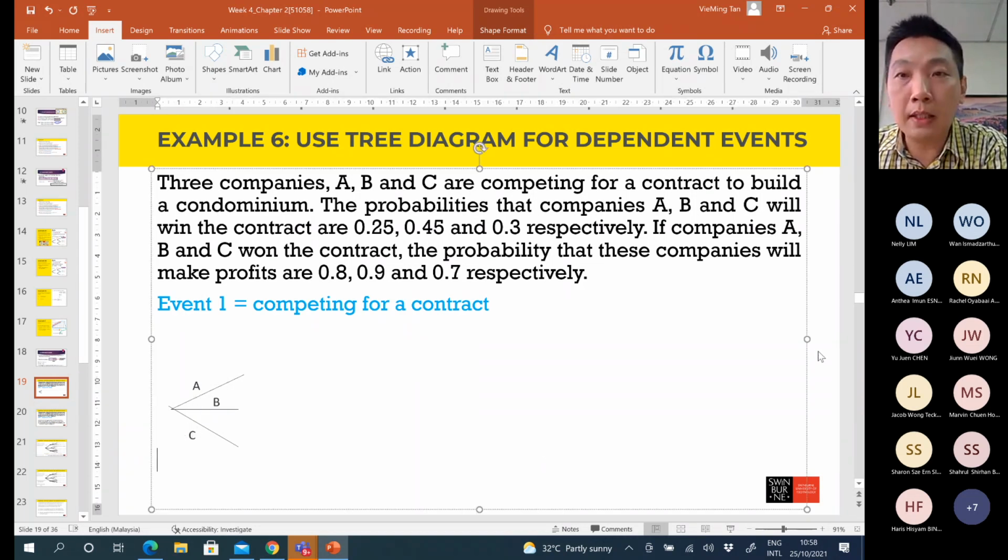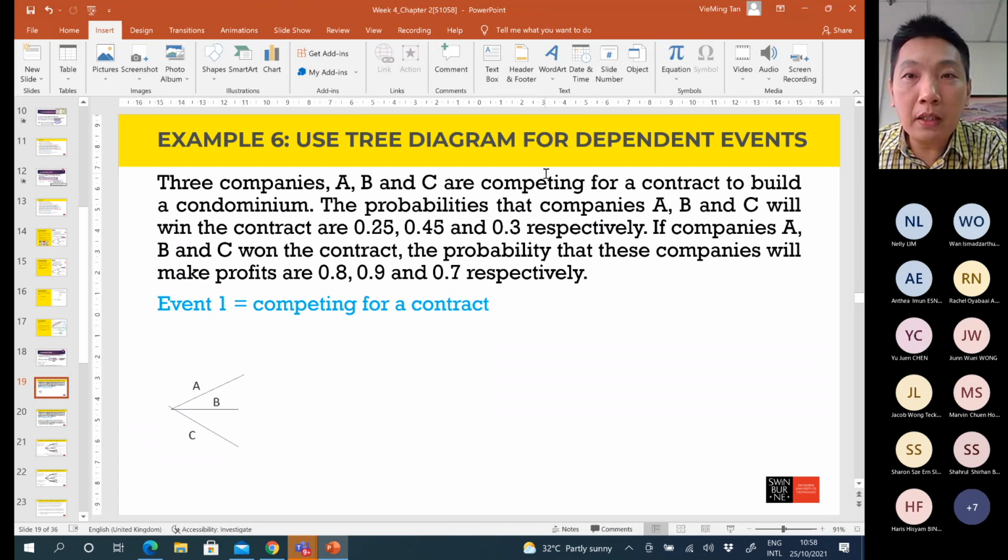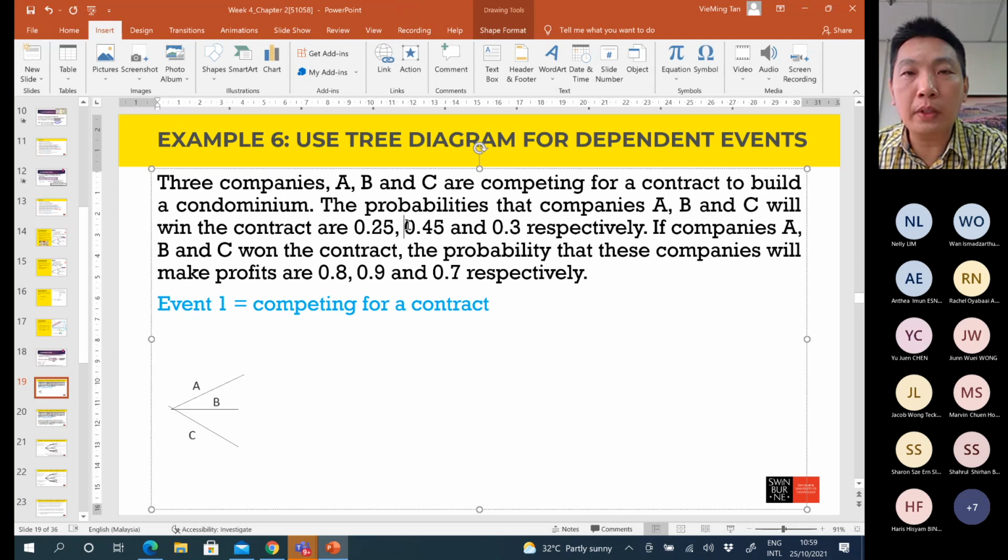The next sentence, let us analyze together. The probability that companies A, B, and C will win the contract are 0.25, 0.45, and 0.3 respectively. What's the meaning? That means the chance for company A to get the contract is 0.25. Probability for company B to win the contract is 0.45, and probability for C to win the contract is 0.3. So here I just put the event: win a contract.